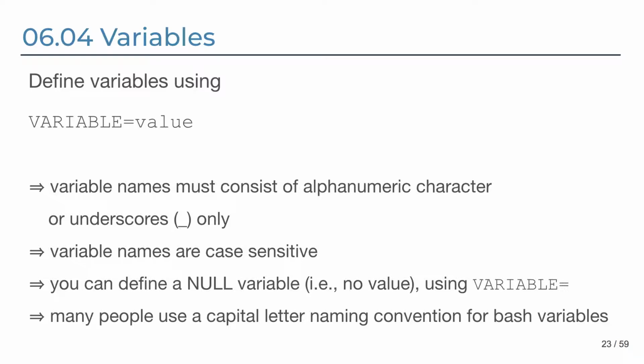There's no mandatory naming convention, but one that many people use is to write variable identifiers in capital letters. So if you come across script code of other persons, that's why you usually see variables being named in capital letters. However, it's not mandatory.